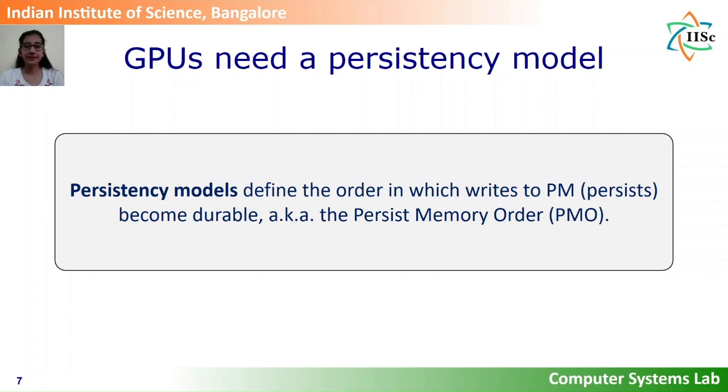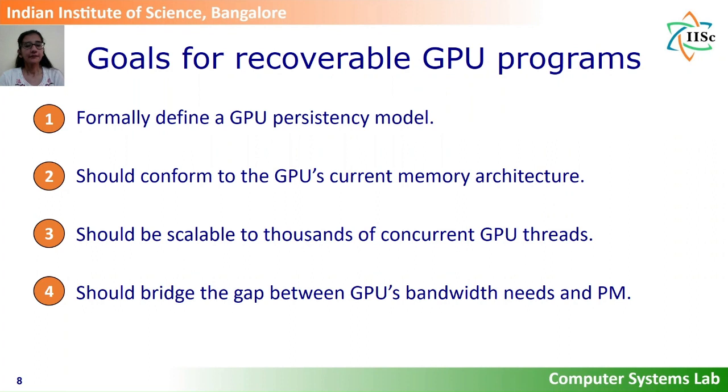While there has been a plethora of work on designing persistency models for CPUs, we focus on designing a persistency model for GPUs. We propose to formally define a GPU persistency model which conforms to the GPU's memory architecture. A GPU persistency model should also scale well across concurrent GPU threads while bridging the gap between the GPU's bandwidth requirements and the lower bandwidth provided by PMs. We find that CPU persistency models are not well suited for these goals.